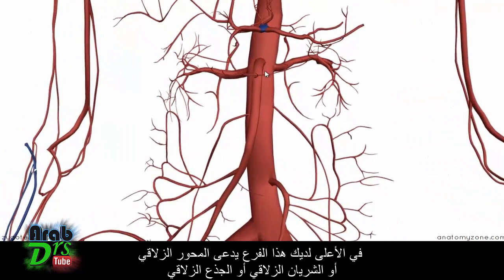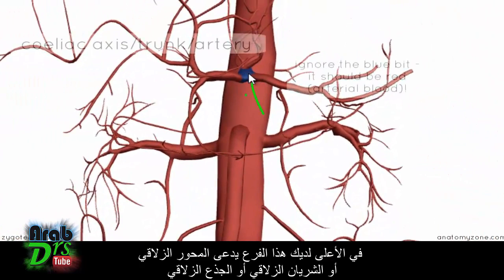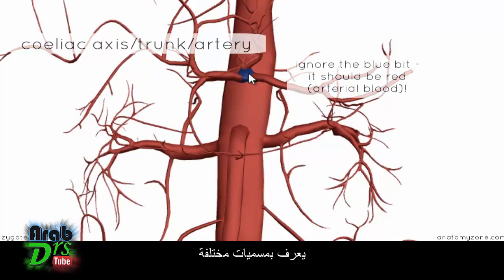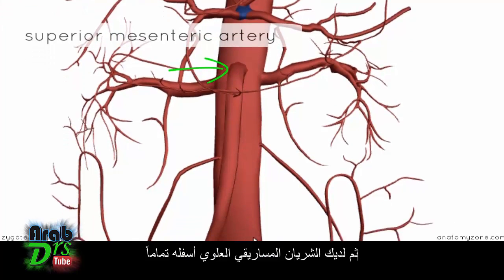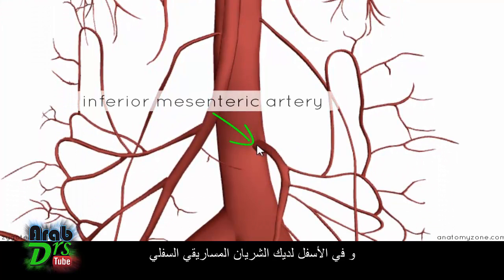So right at the top you've got this branch here called the celiac axis, or the celiac artery, or the celiac trunk. You'll hear it called by different things. And then you've got the superior mesenteric artery just below it. And right at the bottom you've got the inferior mesenteric artery.